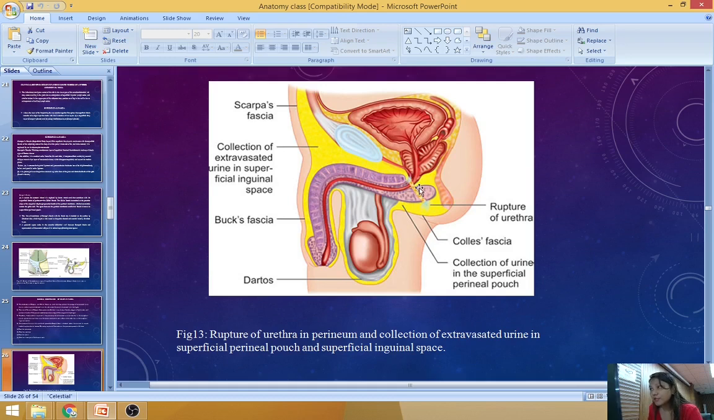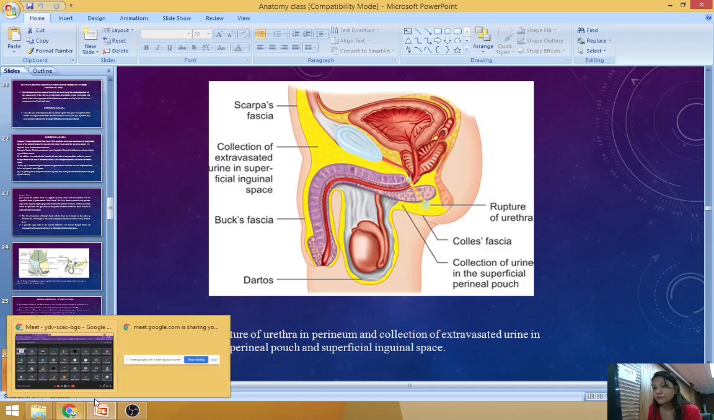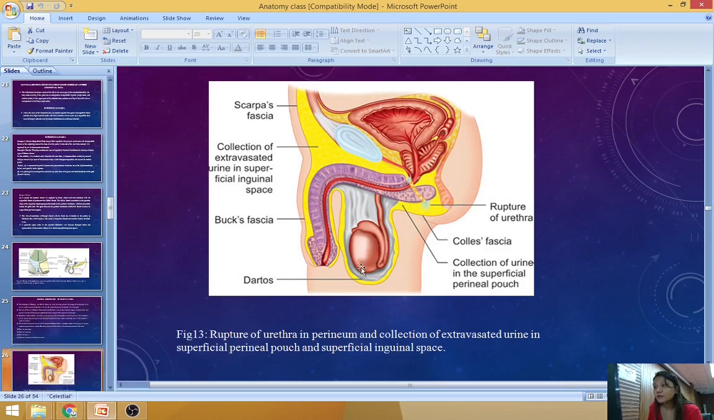If there is rupture in the urethra, the urine will deposit in the superficial perineal pouch. This is the superficial perineal pouch. The urine will collect in the superficial perineal pouch and also the superficial inguinal space. So in what region will urine collect? The urine will collect around the scrotum, around the penis. There will be swelling in the penis. There will be swelling in the scrotum.